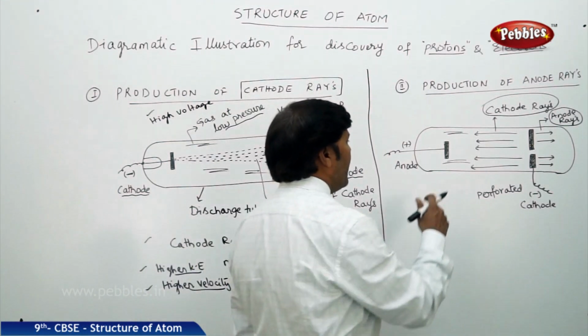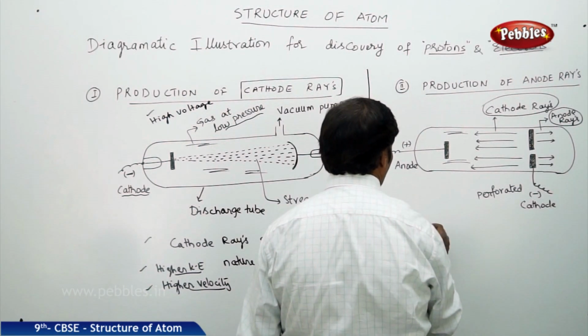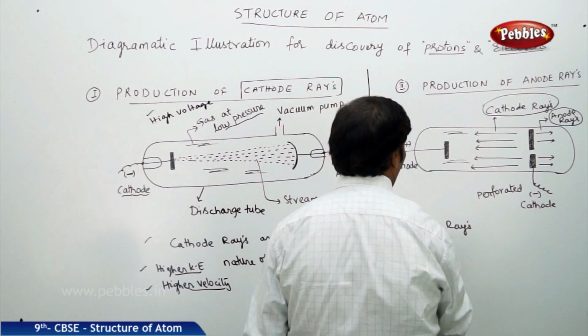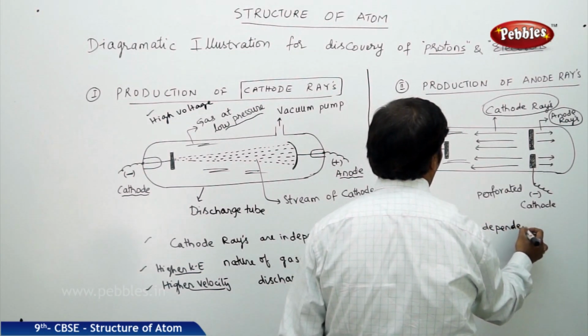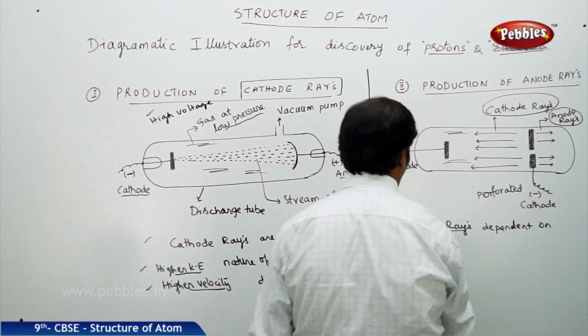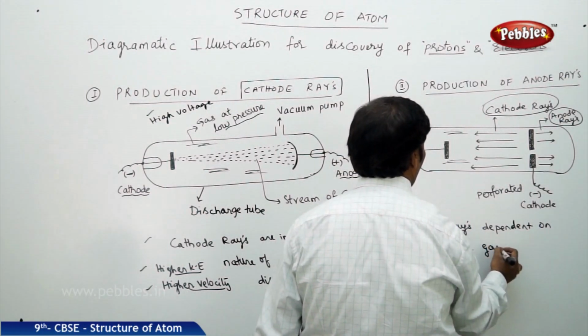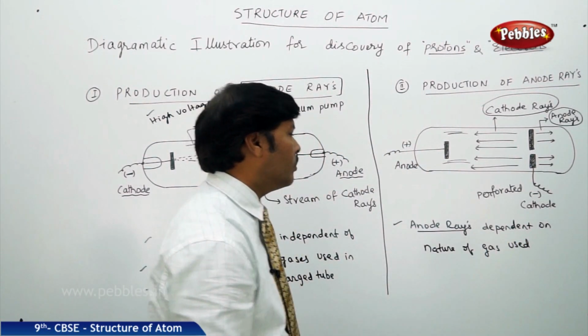Now if you look into the anode rays, the only difference between cathode rays and anode rays is that the formation of anode rays is dependent on the nature of gas used in the discharge tube.